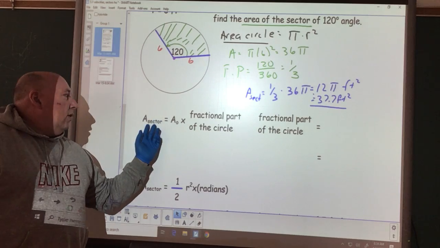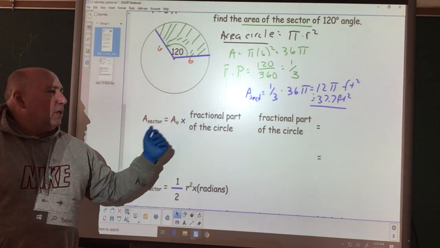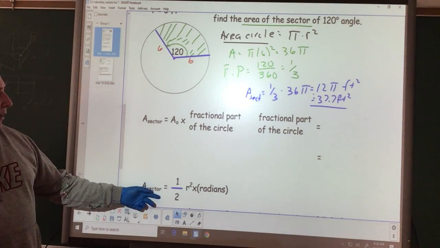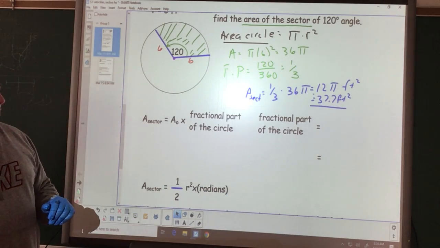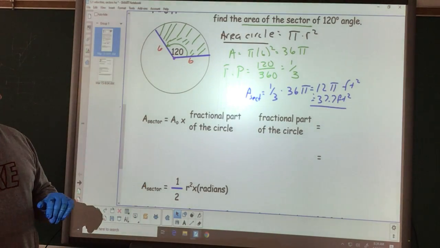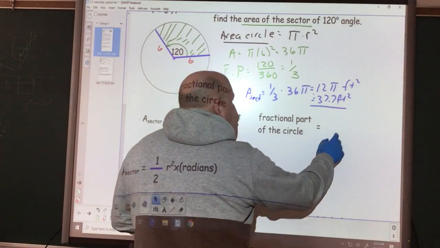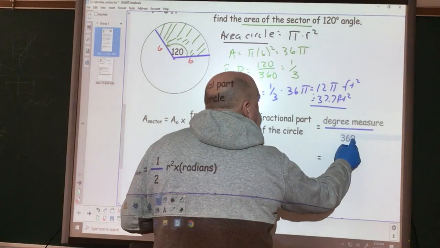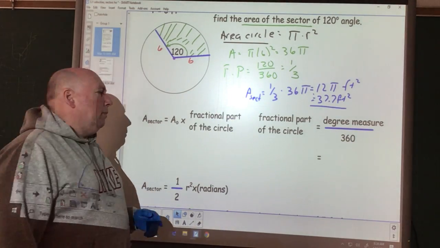So we have the area of a sector is equal to the area of the circle times its fractional part. Now there is also another way of calculating this. I'm not too in tune to it. I like this a little bit more because it just goes back to basic mathematics rather than trying to memorize a different formula. And your fractional part is equal to your degree measure divided by 360.